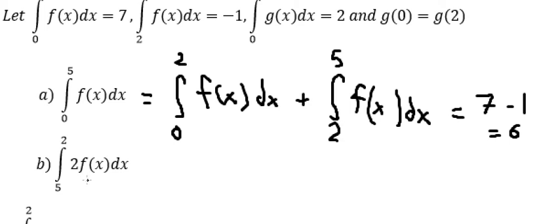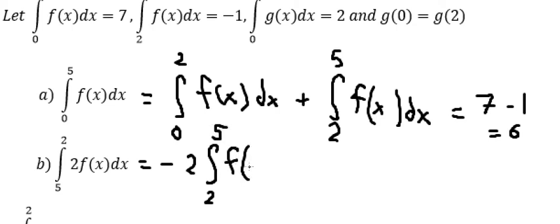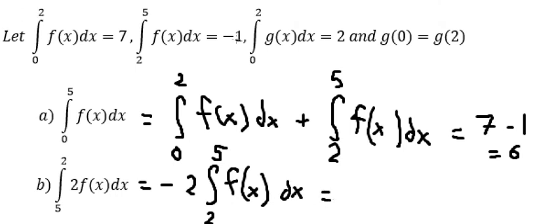We go to question B. We have negative 2 f of x. This is about reversing the boundaries in here, so you got negative 2, and we have the integral from 2 to 5 of f of x dx, and this one we got negative 1. Negative 1 multiplied with negative 2, you got 2.